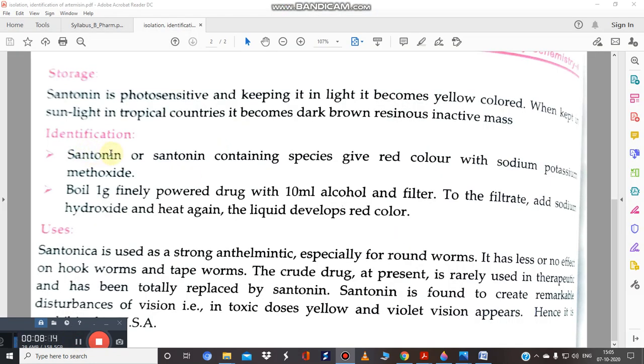And for the identification, we will do a simple chemical test also. This test is a general test for the drug, not for artemisinin. Suppose you have a drug and it will give a red color with sodium potassium methoxide. If we take 1 gram of the drug, add it to 10 ml alcohol and then filter, and to the filtrate add sodium hydroxide and heat, then the liquid develops a red color. So this is the test for the artemisinin drug, not artemisinin as a phytoconstituent.